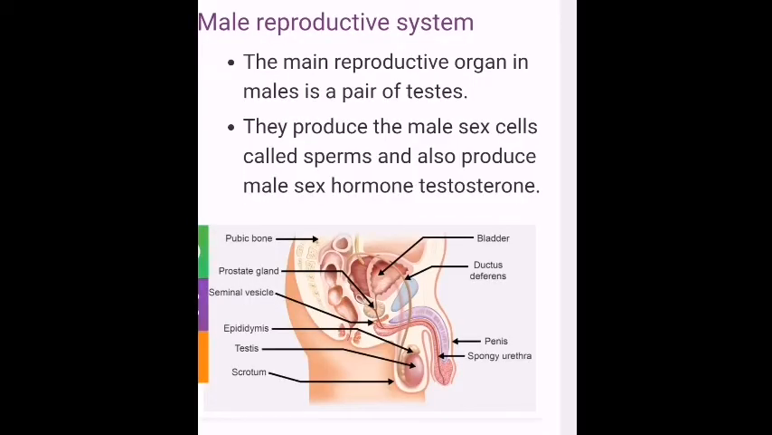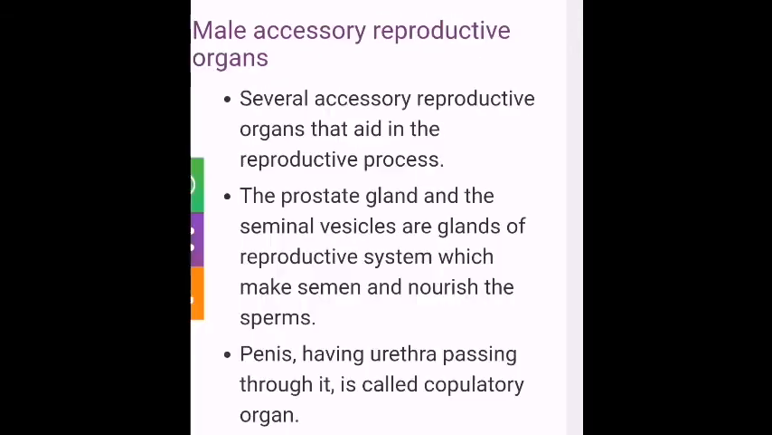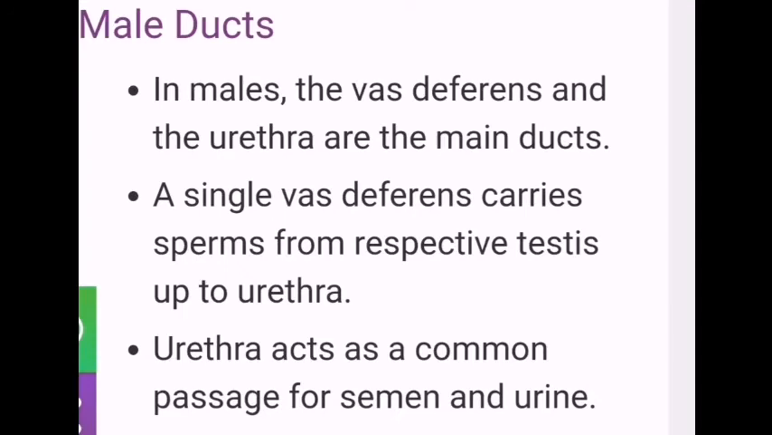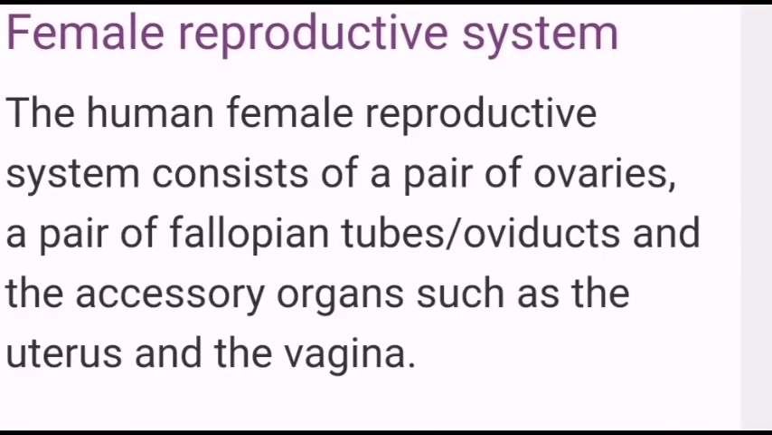Next is sexual reproduction in human beings. The male reproductive system, the parts of the male reproductive system, and the glands associated with the male reproductive system, etc. Next is the female reproductive system.